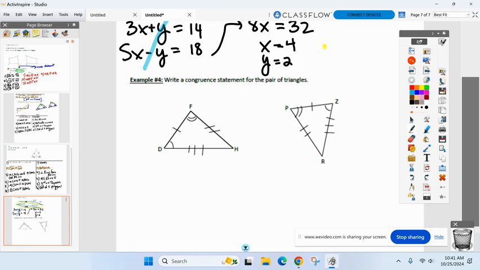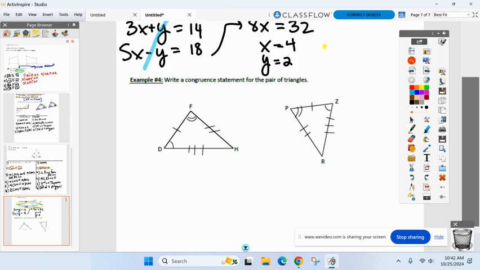H and R are not marked, so I disagree that they are congruent because I don't have all 3 pairs of congruent angles. But anybody want to tell me why I could be on the safe side here, Sophie? Third angle theorem, yes. H and R have to be congruent. I don't need to mark them. They have to be congruent by the third angle theorem, correct?